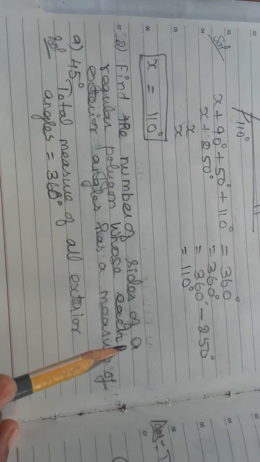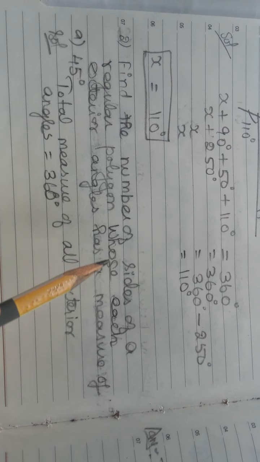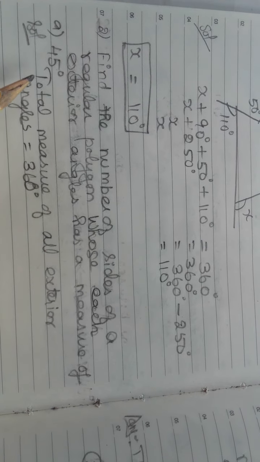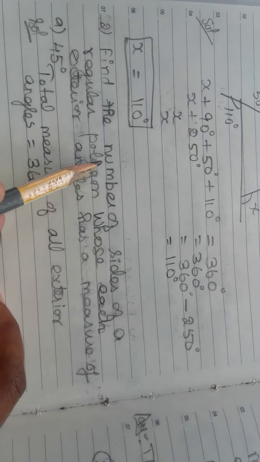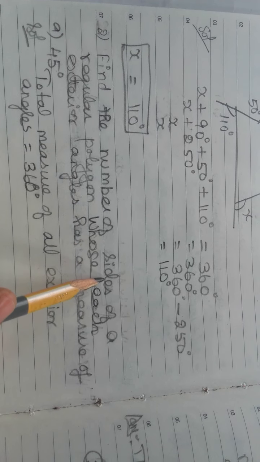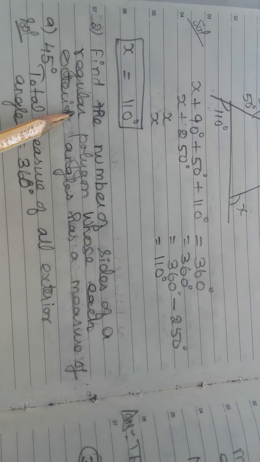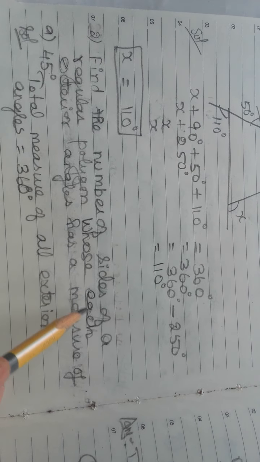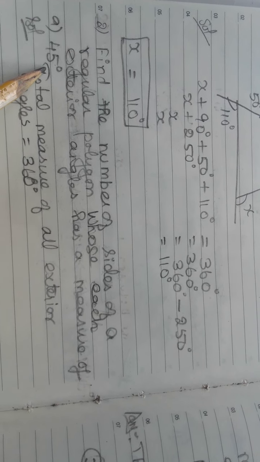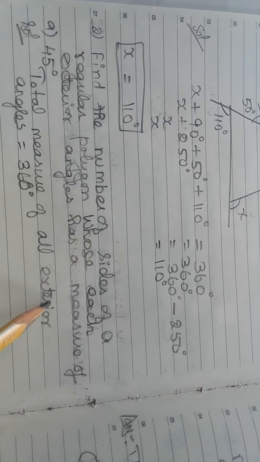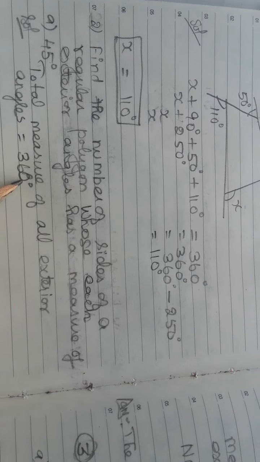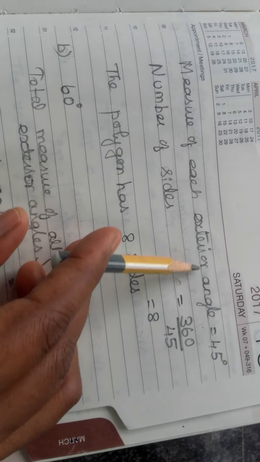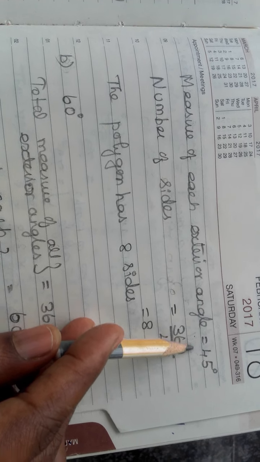Find the number of sides of a regular polygon whose each exterior angle has a measure of 45 degree. So here you see this, you have to find the number of sides of the regular polygon. Each exterior angle means one side, one angle, one exterior angle is 45 degree. So total measure of all exterior angles, what we have discussed, 360 degree. Okay, now measure of each exterior angle is 45 degree.